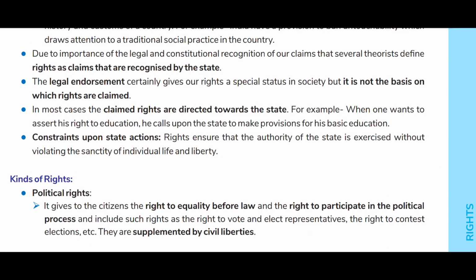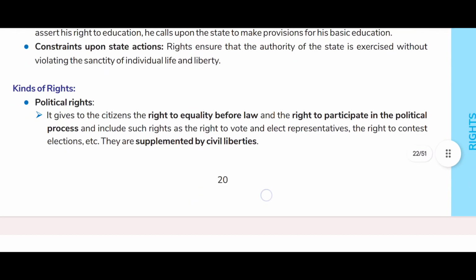The legal endorsement certainly gives our rights a special status in society, but it is not the basis on which rights are claimed. In most cases, the claimed rights are directed towards the state. For example, when one wants to assert his right to education, he calls upon the state to make provision for his basic education. As a constraint upon state action, rights ensure that the authority of the state is exercised without violating the sanctity of individual life and liberty.